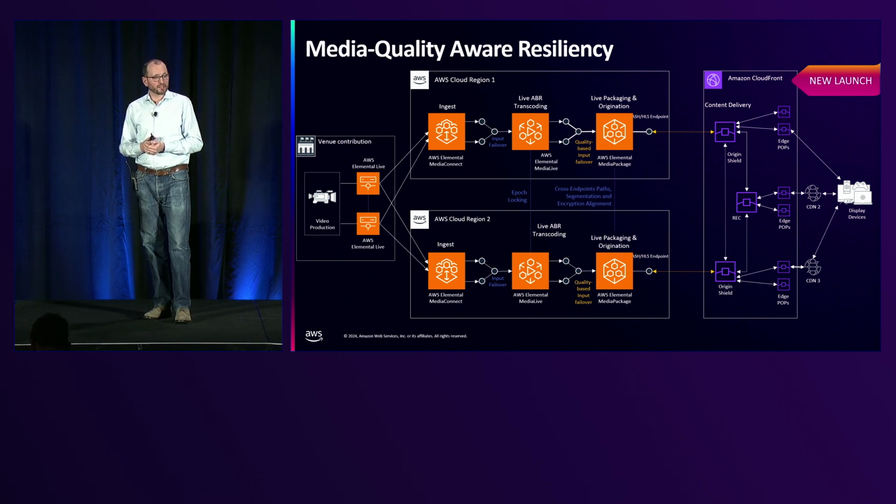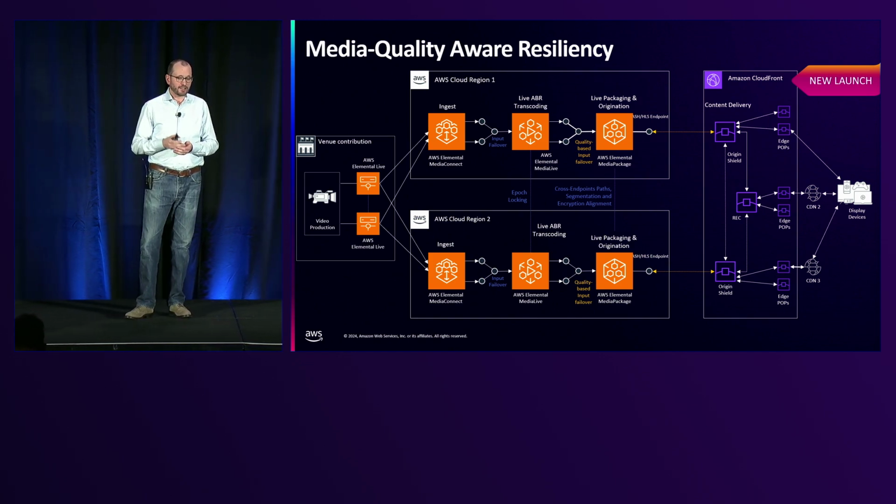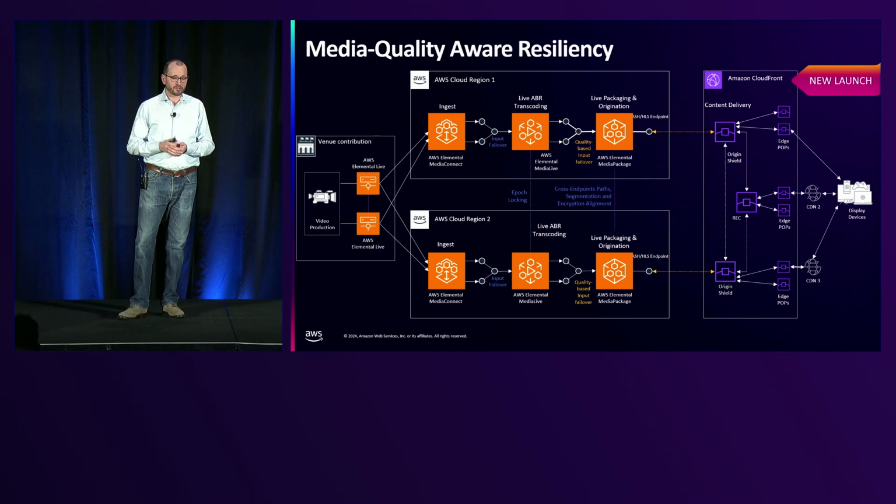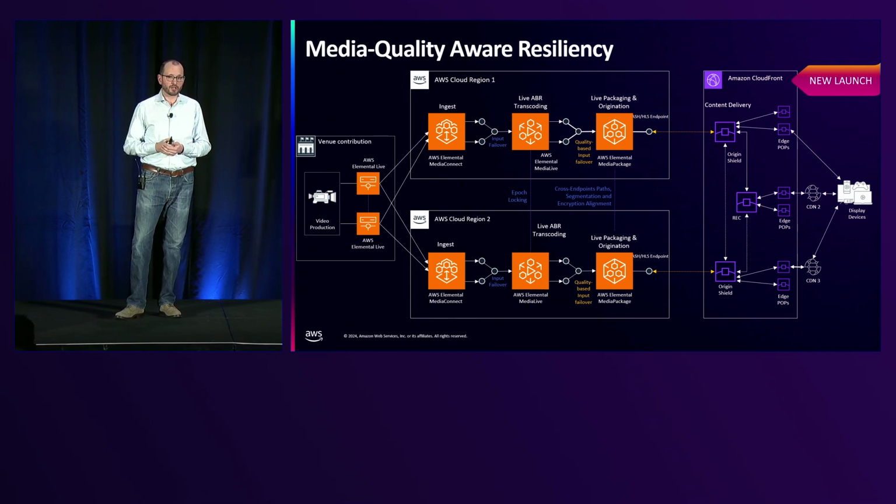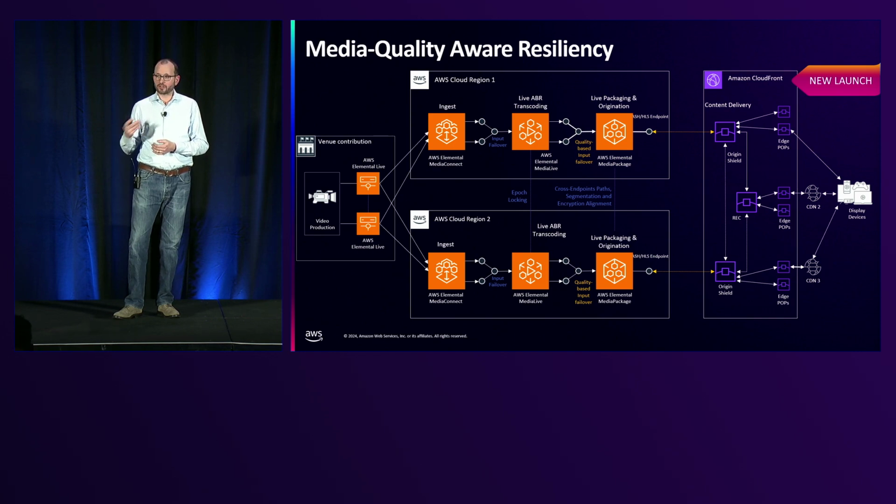Then Amazon CloudFront will independently at each stage in the CloudFront system, so the origin shield, regional edge cache, and edge location, determine which of those two redundant video pipelines to actually consume from based on which one has the highest quality score at that given moment.